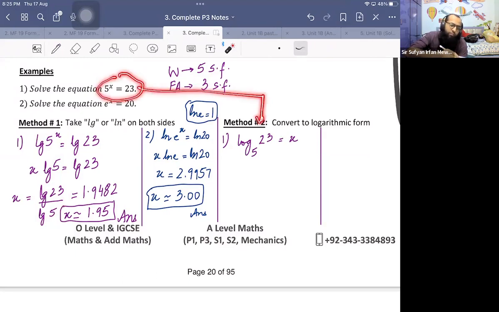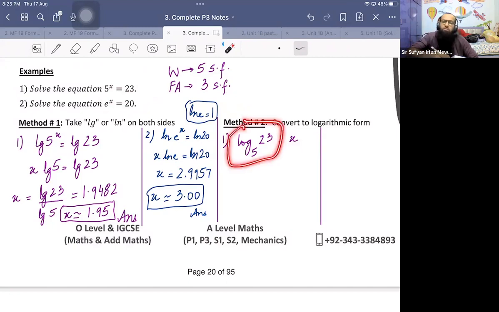Over here what you have done is you have just converted from index form to log form. You know that 23 is the answer. You know 5 is the base. So log of 23 with a base of 5 equals the power, and the power is x. So log of 23 with a base of 5 is equal to x. Now the only thing you have to do is pick up your calculator and enter this.